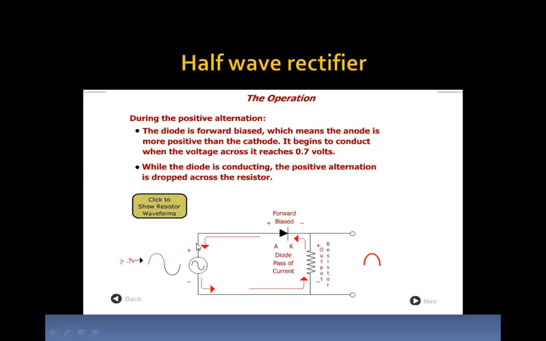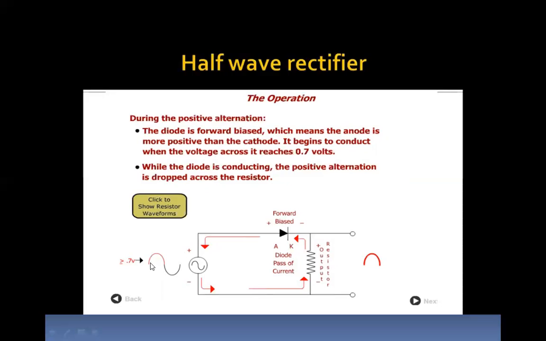So in the secondary coil, the upper part will become positive and the lower part will become negative. Because this is positive, we can see the AC symbol, this positive and negative. When the positive polarity is connected to the P-type and the negative polarity is connected to the N-type, then we can say that the diode is in the conducting stage, or the diode is in forward bias. When the diode is in forward bias, the current will be flowing in the circuit.